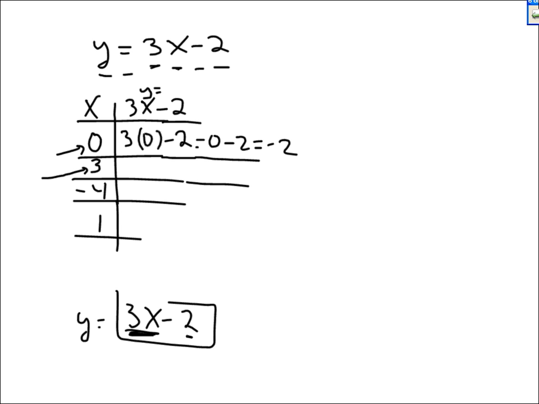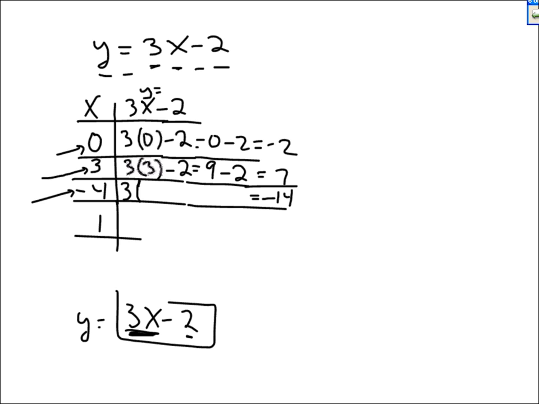If I multiply that number by 3, I get 9. Then I take away 2, I get 7. 3 times x minus 2. X is 3. 3 times 3 is 9. Take away 2 is 7. I multiply that number by 3. I get negative 12. I take away 2 more. Negative 14.